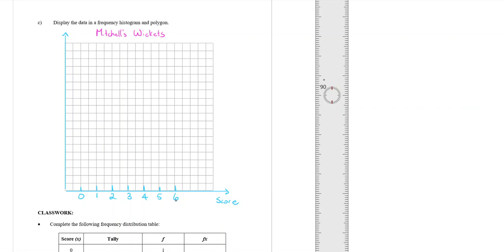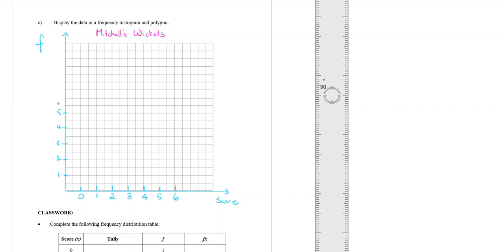The vertical axis is the frequency. So F for frequency. And the highest frequency we had was 5. So let's not squish this graph up too much. Let's spread it out. Every second space. 1, 2, 3, 4, 5. I probably could have even stretched it further, but that's okay. We'll do that one. Always make sure your graph is set up properly.